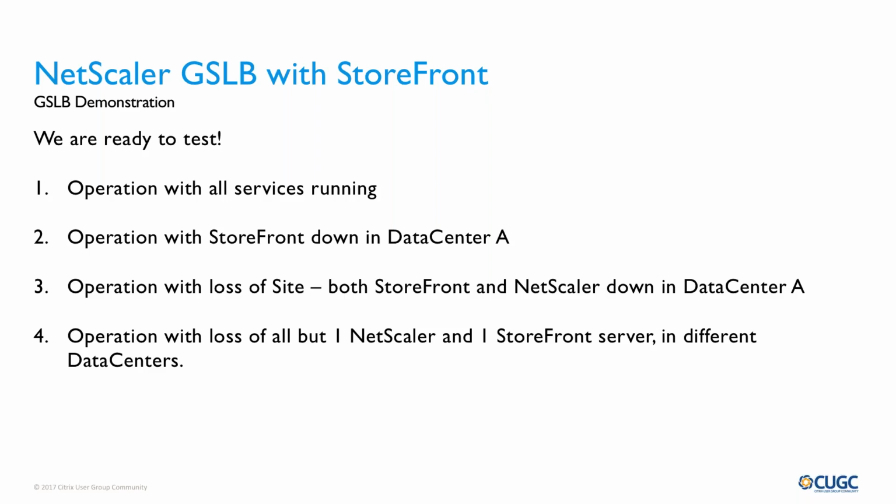But what happens if we have an outage that's perhaps caused by a virus outbreak or something that doesn't just affect physical sites or sites on a particular network link? So test 4 is actually operation with the loss of all but one NetScaler and one StoreFront server, but in different data centers. Some special consideration around that, but I'll explain why a little bit later.